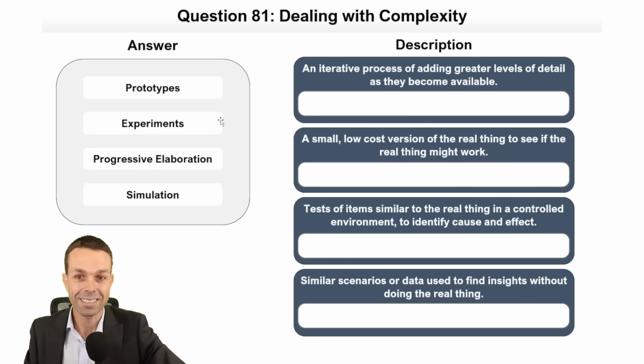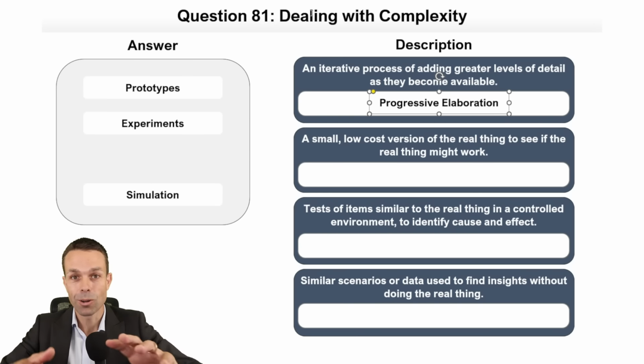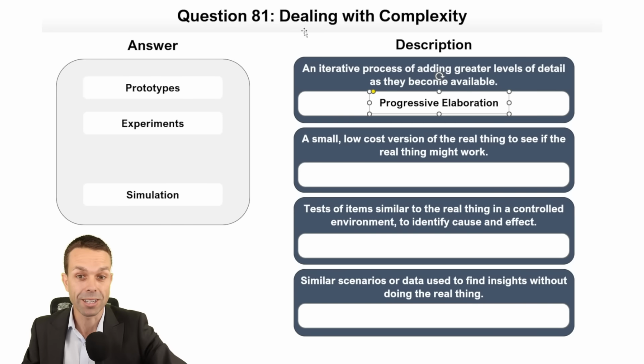Dealing with complexity, an iterative process of adding greater levels of detail as they become available. Okay, that to me sounds like progressive elaboration. And a lot of these techniques for dealing with complexity actually match up with the Agile way of work. So Agile was sort of created to deal with a lot of this complexity and uncertainty and even volatility, that classic VUCA that you hear about. And so what's the next one?